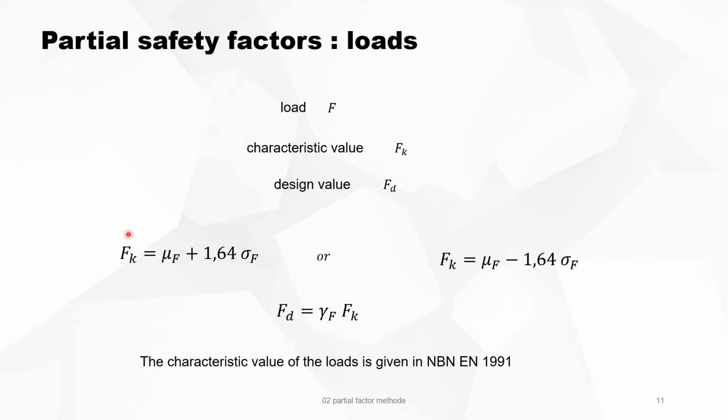If you have to do probability studies every time you want to study a building, that will be a very lengthy business to do. So luckily for us, the characteristic value of the load is given in NBN EN 1991. So in Eurocode 1, all the characteristic values are given. Bear in mind that if you have a load which is not listed in Eurocode 1 as a characteristic value, you must convert it yourself to a characteristic value. Don't take just the nominal value, because then it's not very good.